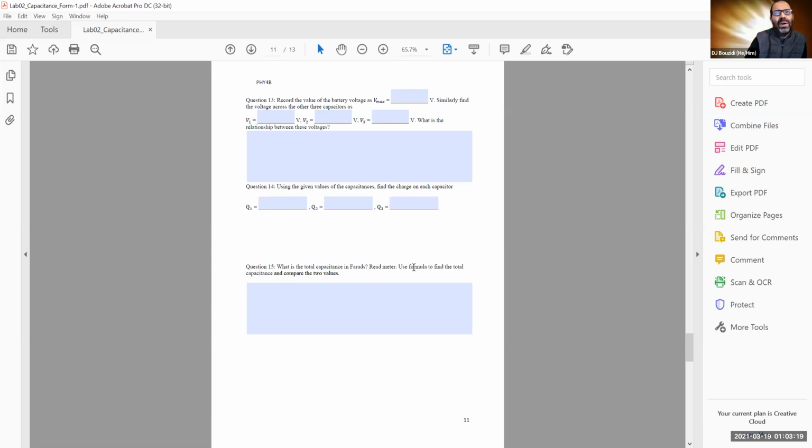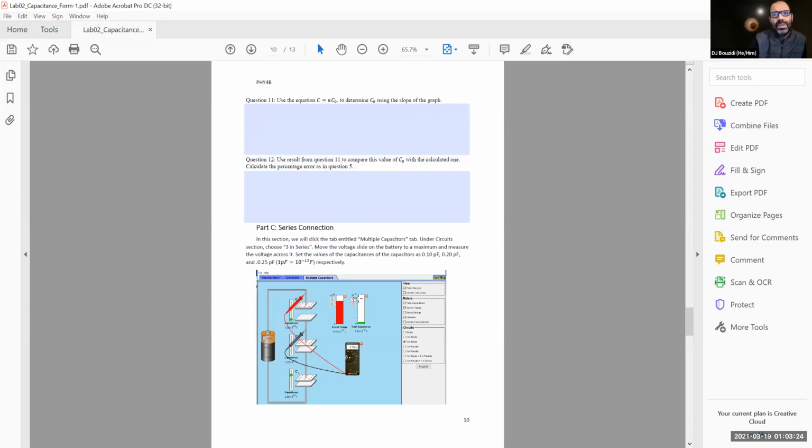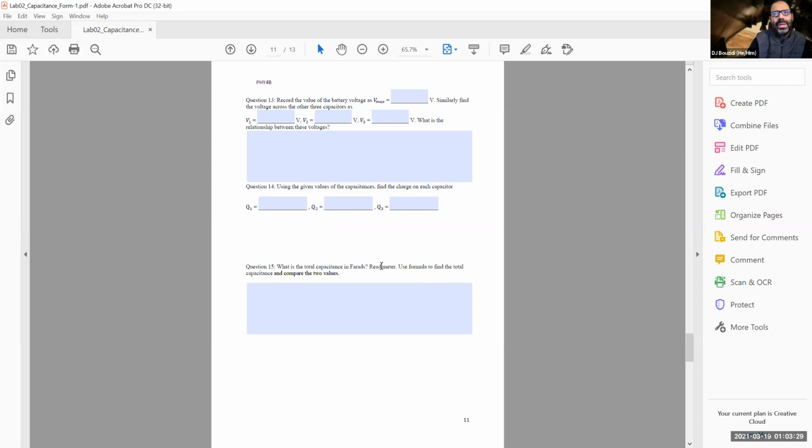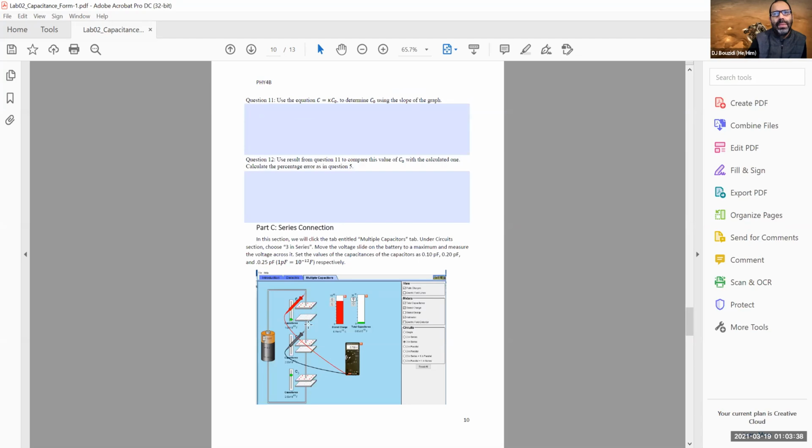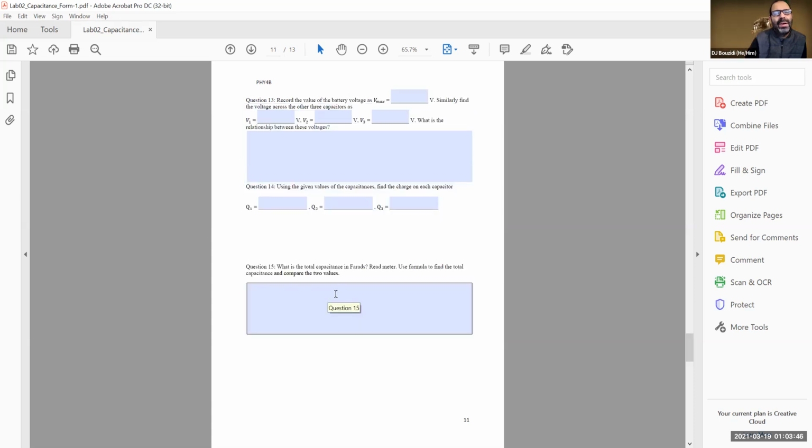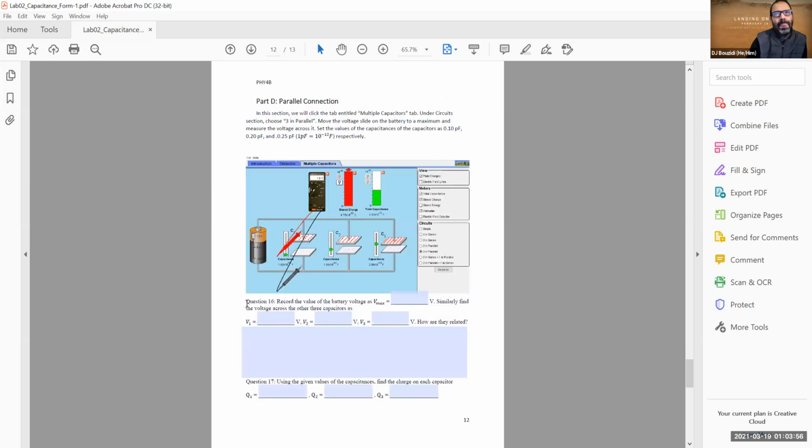What is the total capacitance in farad? So the total capacitance in farad is actually given by this device. This one, the total capacitance, okay? Read the meter. Use the formula to find the total capacitance. So basically 1 over, I already did that. 1 over this C plus 1 over this C plus 1 over this C, and invert it. Do the two numbers match, okay? And compare the values. If there is a discrepancy, you need to probably discuss it. And there is a discrepancy already, okay? As I found out earlier, when you take the sig figs into account.